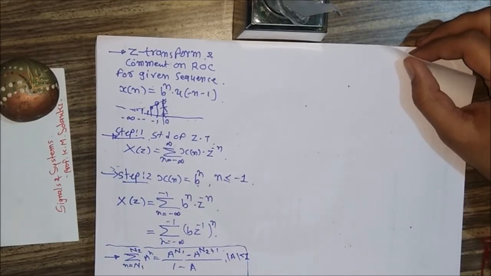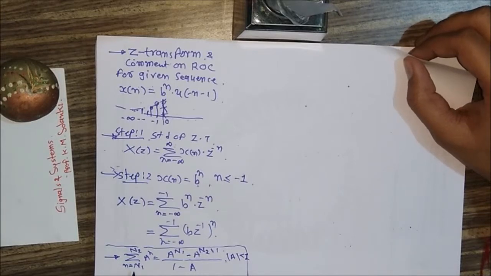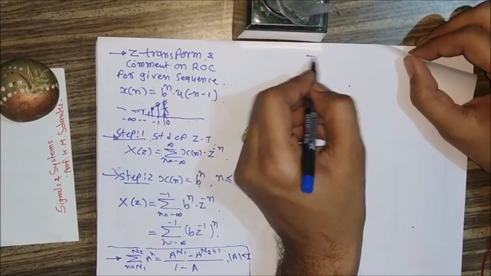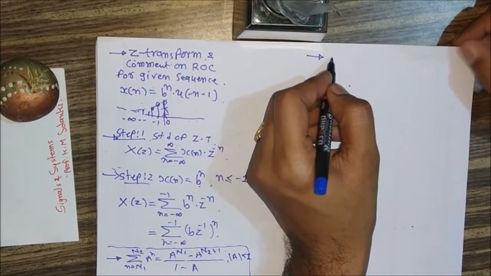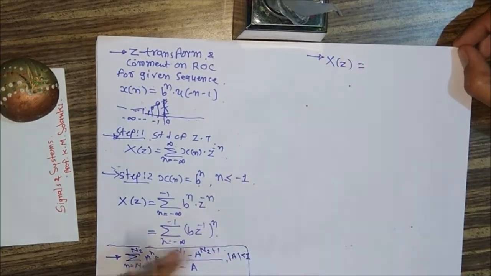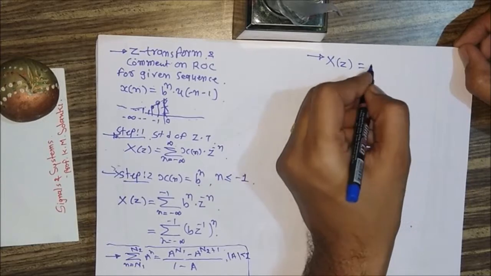So for this type of limit, n = minus infinity to -1, we will consider this type of power series method. To apply it, let's assume X(z) is equal to the summation n = -infinity to -1 of (b z^-1)^n.